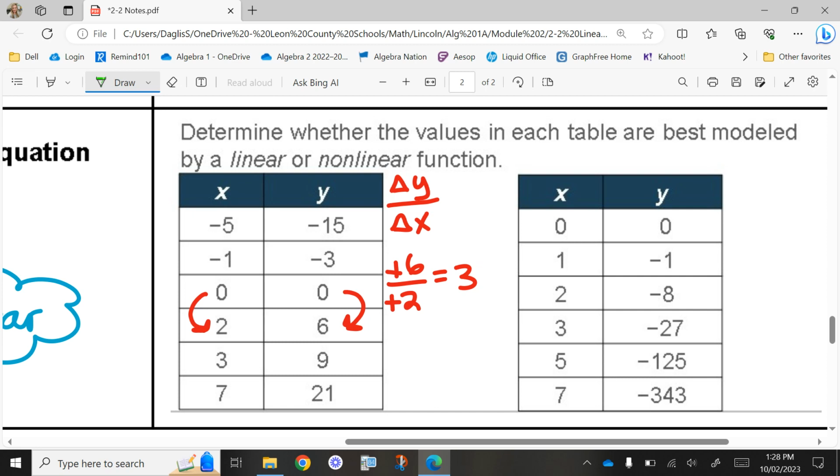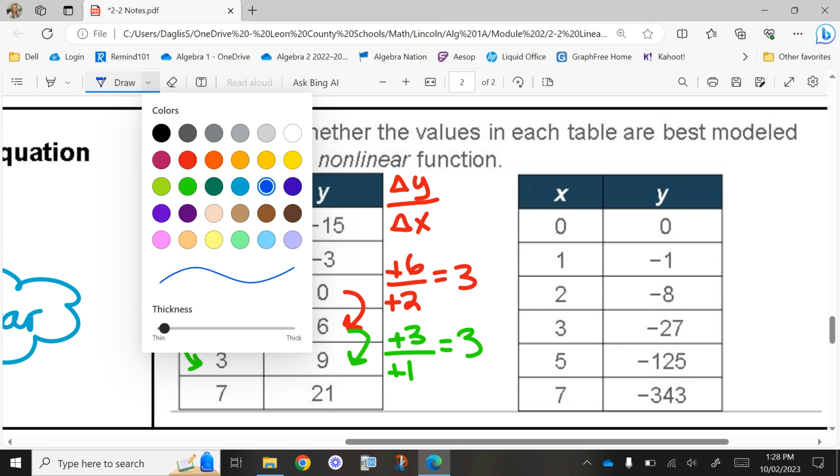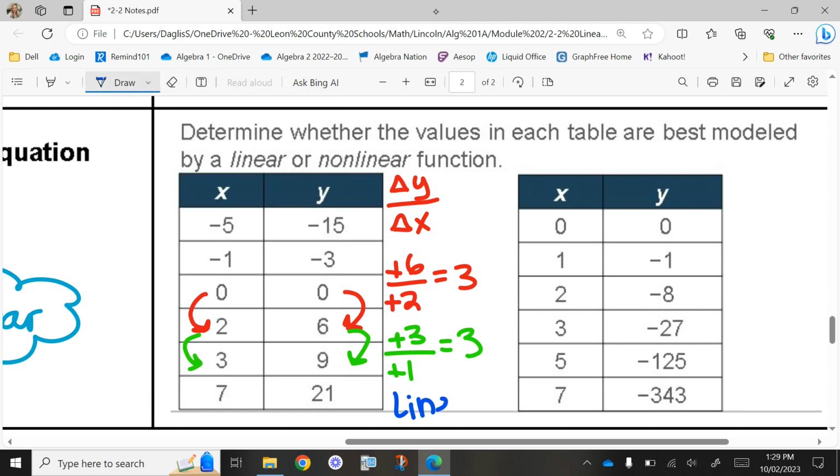If I get 3 again, I've proven it's a line. If I don't get 3 again, I've proven it's not a line. So let's just keep going. How does 6 become a 9? We're adding 3 again. And then how does 2 become a 3? You add 1. What's 3 divided by 1? So what can we say about this? It's linear. Yep, it is a line.